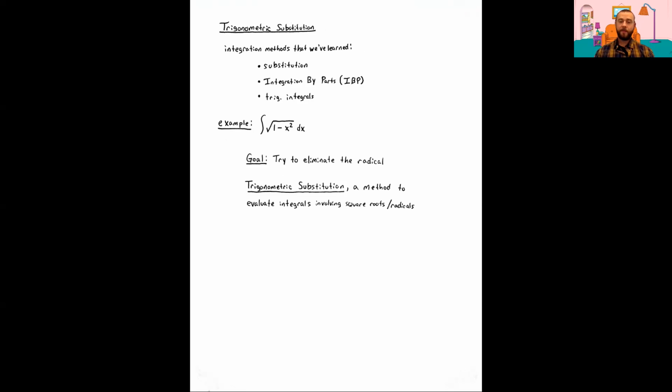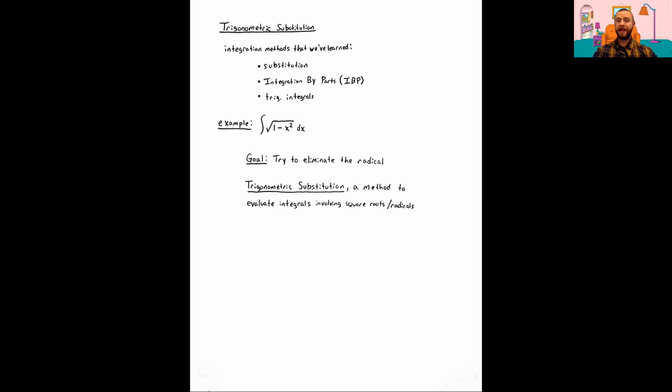This method that we call trigonometric substitution is a method to evaluate integrals involving square roots or radicals. Notice the integral on the screen there. There are no trig functions in it. So ignore the title. The title, trigonometric substitution, is telling us something about the type of substitution we'll make. The integrals we're evaluating involve square roots and radicals, not trig functions here.